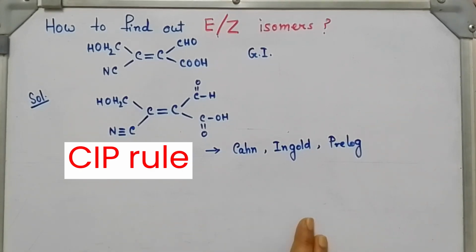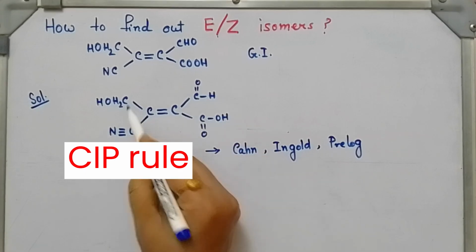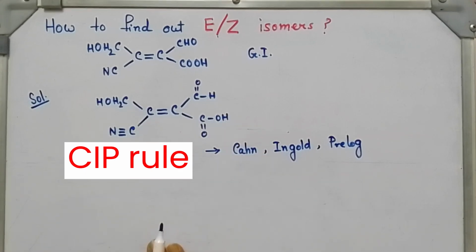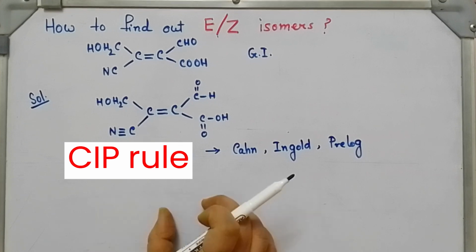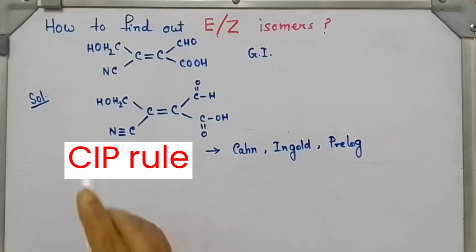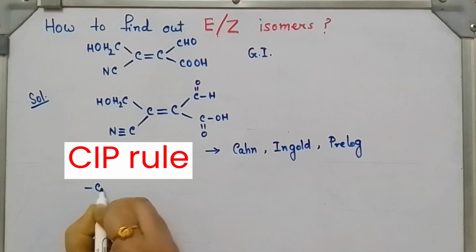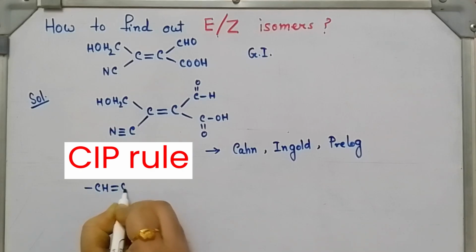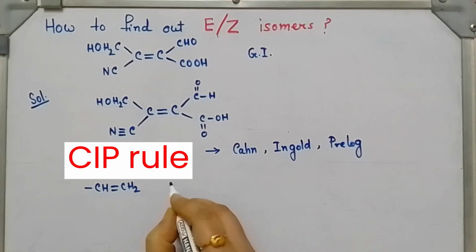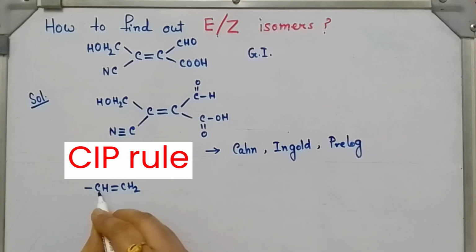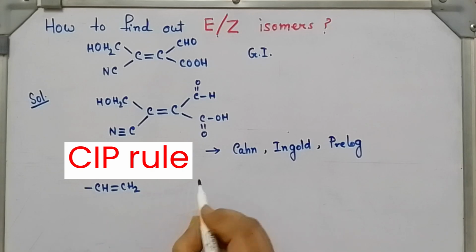According to this rule, if multiple bonds are present in the functional group, what you have to do? Duplication or triplication should be done. For example, if you are having alkene, so what you have to consider? Each bonded atom is here carbon-carbon double bond is there. So this bonded atom is duplicated and this bonded atom is also duplicated from both sides.